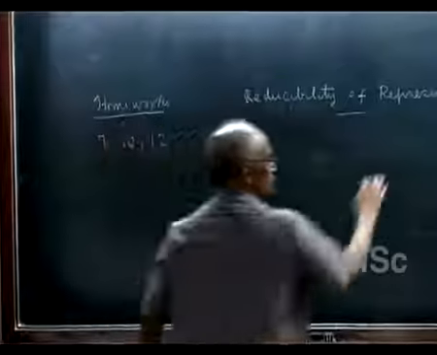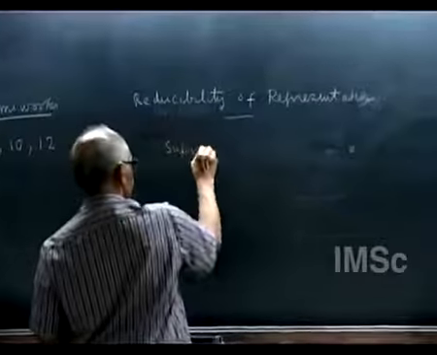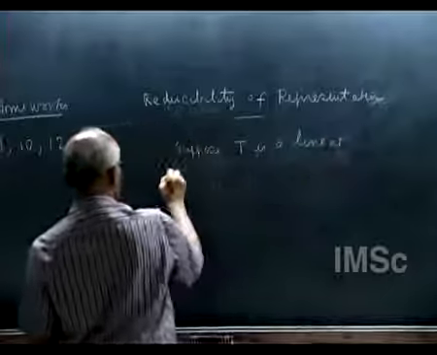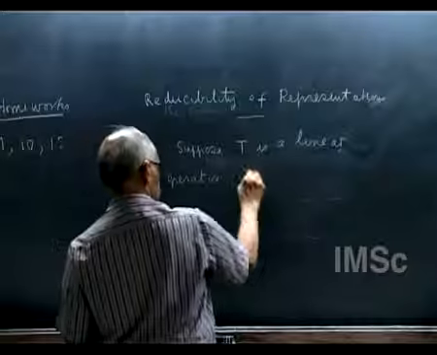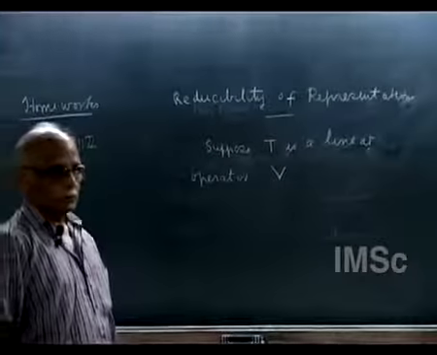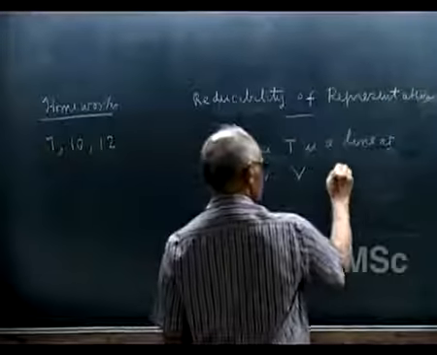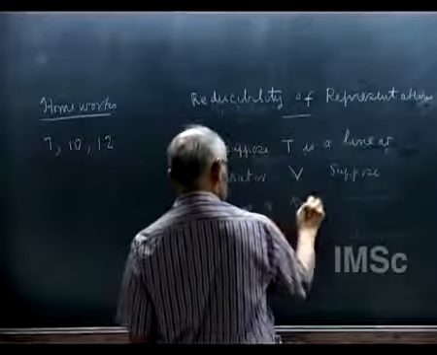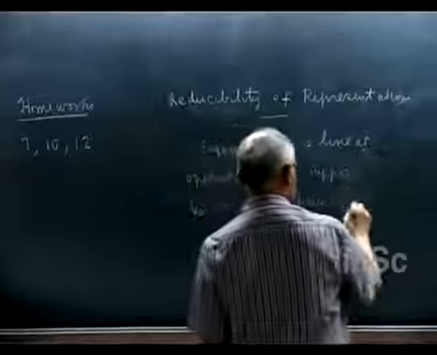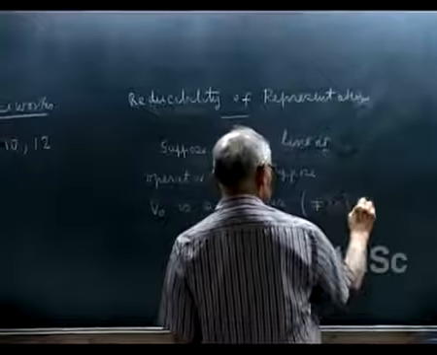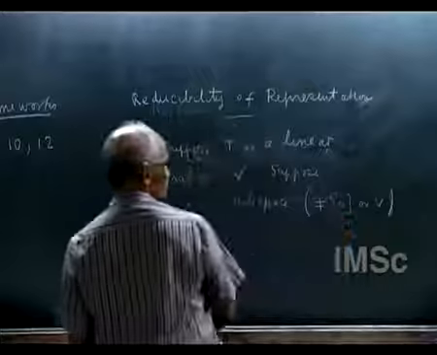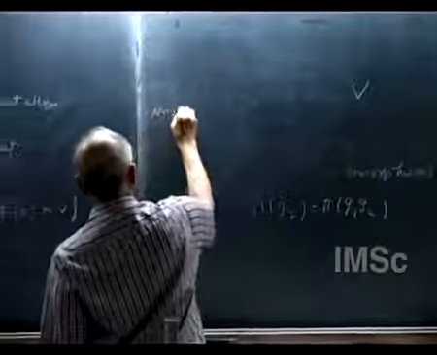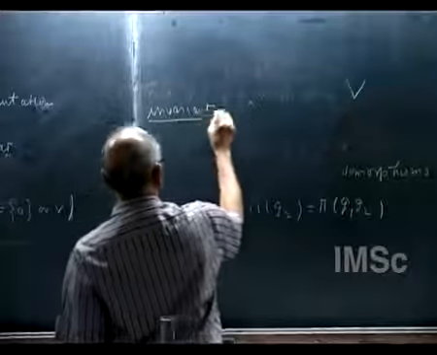Suppose T is a linear operator on V. Suppose V0 is a subspace. Of course, I will say it is not the trivial one or V itself. Invariant, well, I will tell you what I mean by invariant under the action of T.